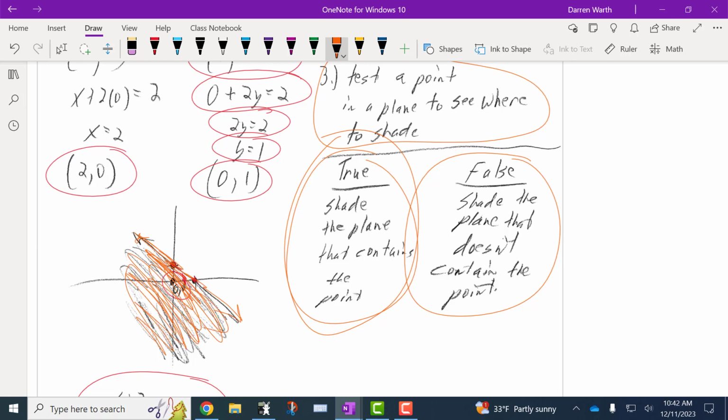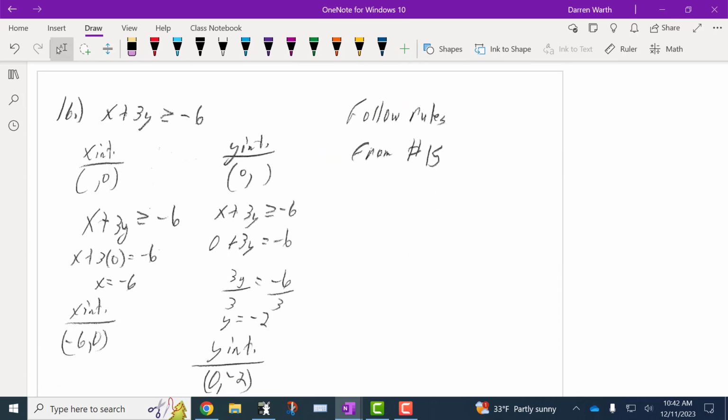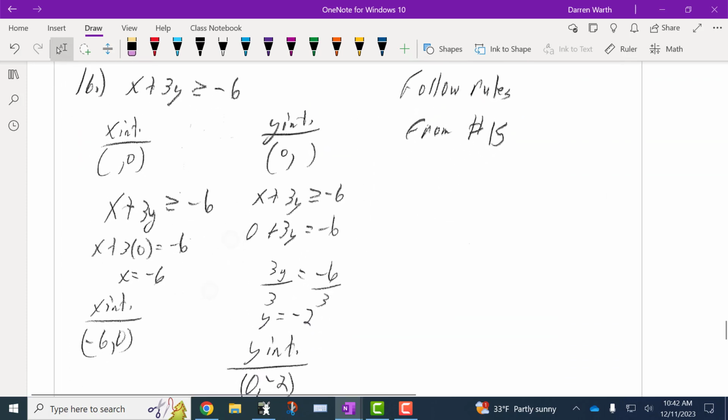And that represents all the solutions to that system. Okay, now this next one, 16, same thing. So just following the rules from 15. So I'm going to take this right here. I've got x plus 3y. It's going to be greater than or equal to negative 6.